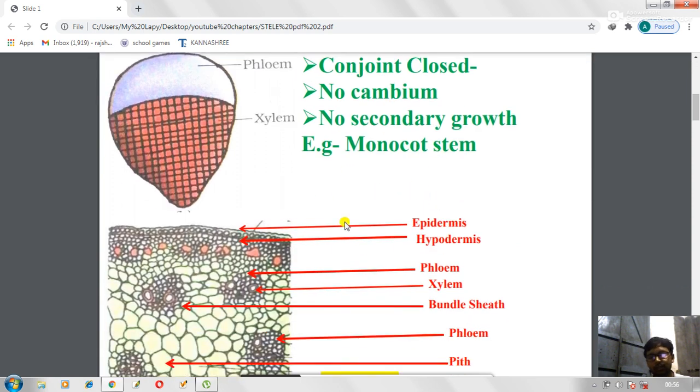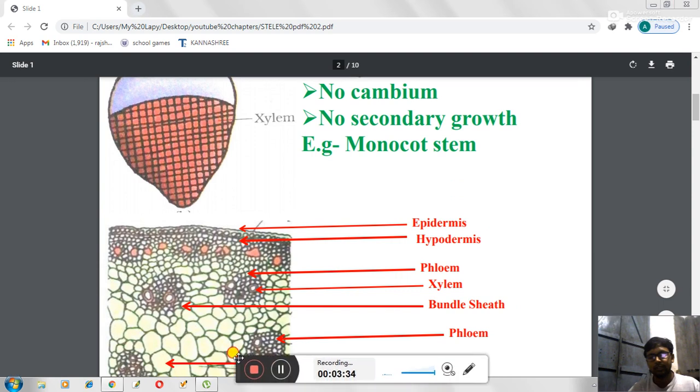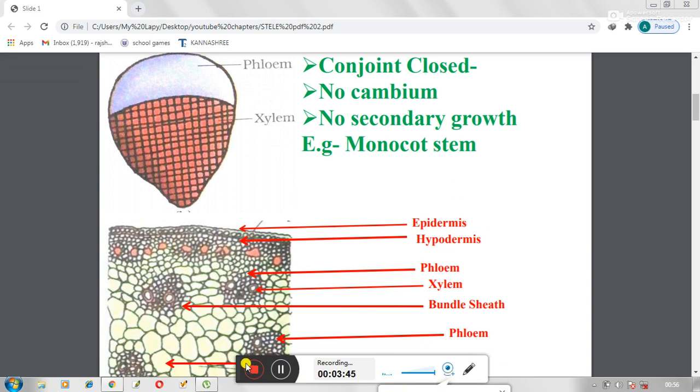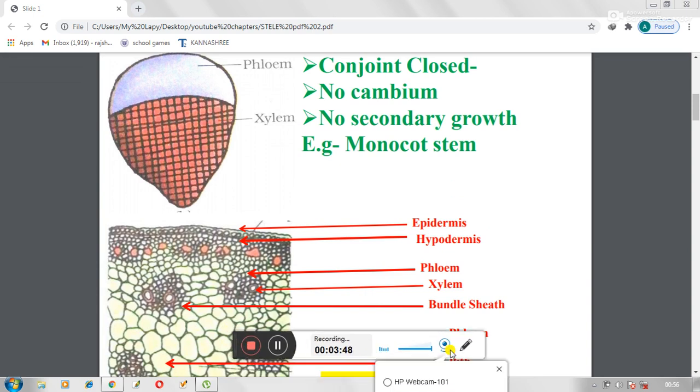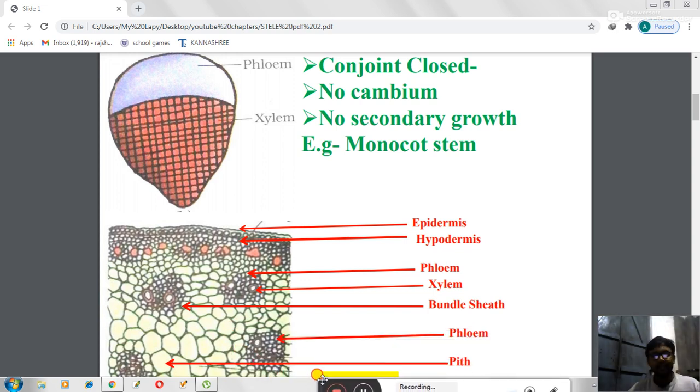This is a monocot special. In the monocot stem, the vascular bundle is present in a conjoint and closed condition. Conjoint and closed means the bundles are present in a scattered manner. In case of monocots, the vascular bundles are scattered, patch-like, not radially arranged like in the dicot stem. In this case, vascular bundles are present in a scattered manner.